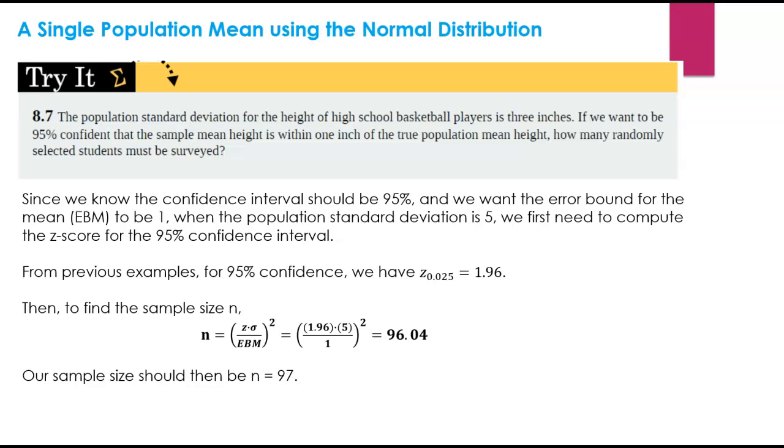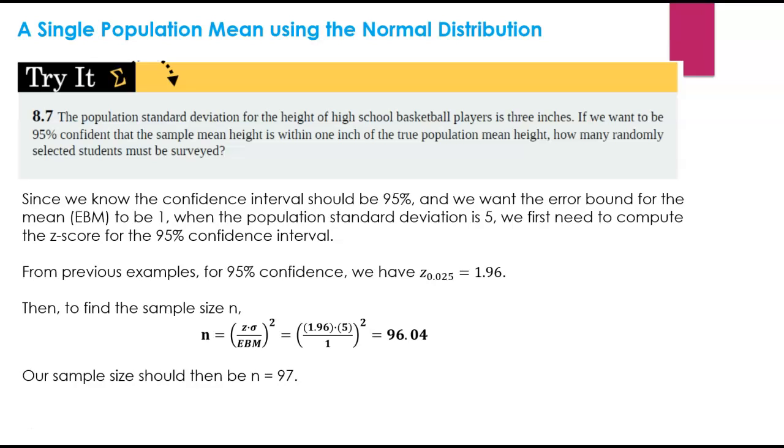8.7. The population standard deviation for the height of high school basketball players is 3 inches. If we want to be 95% confident that the sample mean height is within 1 inch of the true population mean height, how many randomly selected students must be surveyed? Since we know the confidence interval should be 95%, and we want the error bound for the mean to be 1, when the population standard deviation is 3, we first need to compute the z-score for the 95% confidence interval.